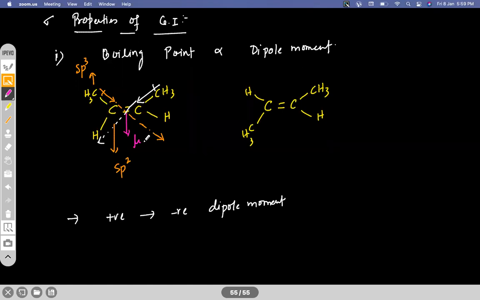So we don't have to calculate the dipole moment. We can simply say this molecule has some dipole moment. It is not equal to zero, and hence the molecule is polar also. It is sp3, so from positive to negative is the dipole moment in chemistry. In physics, it is the opposite: negative to positive. Here we have positive to negative. Okay.